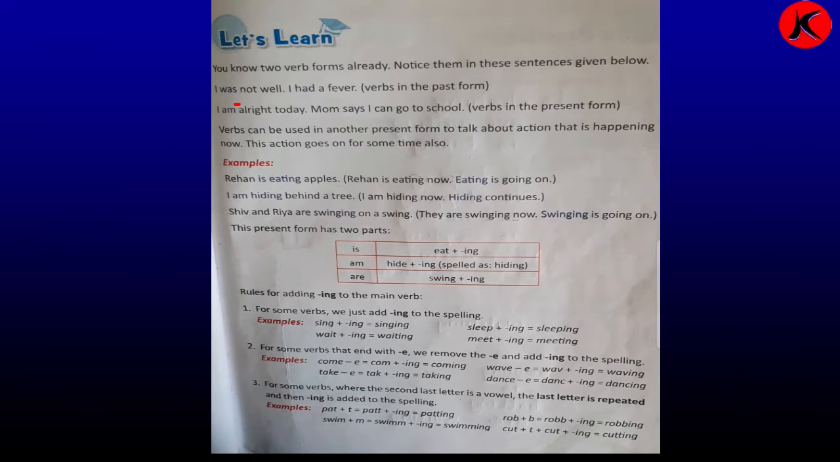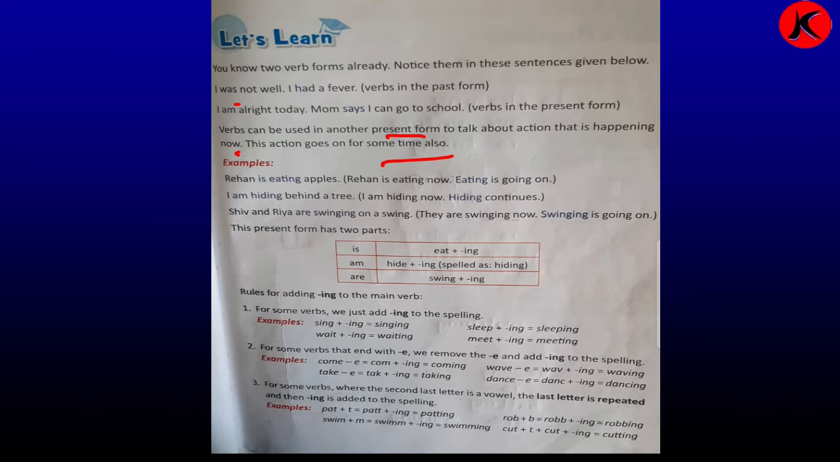Verbs can be used in another present form to talk about an action that is happening now. The action goes on for some time also. So did you follow, children? Verbs can be used in present form to talk about an action that is happening now. Present form means what, जो अभी हो रहा है. It's written now, N-O-W, now. So this action goes on for some time also.